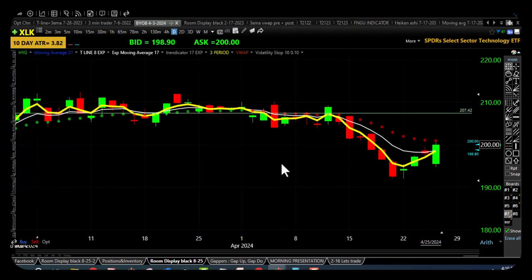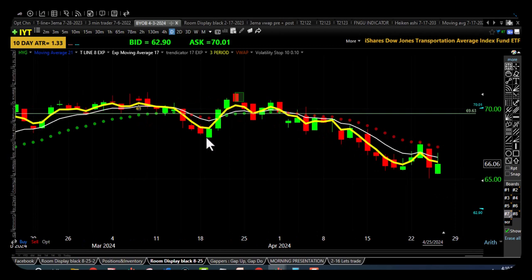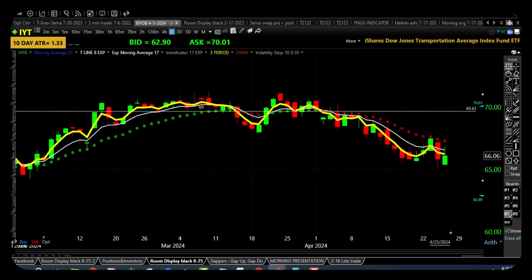All right, let's take a look at IYT. That's our transports. Lower high, higher low, inside day. Closing under the bearish trap, under the falling 17. Here's a low, made a lower low. We're in a downtrend still on the transports. Closing below the falling 17. Transports still in a downtrend.